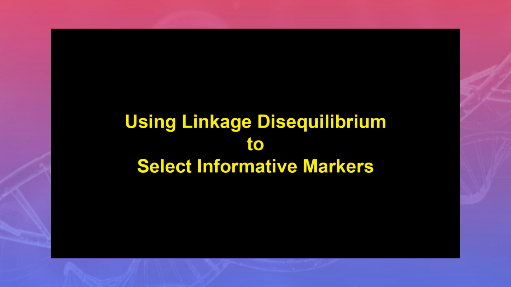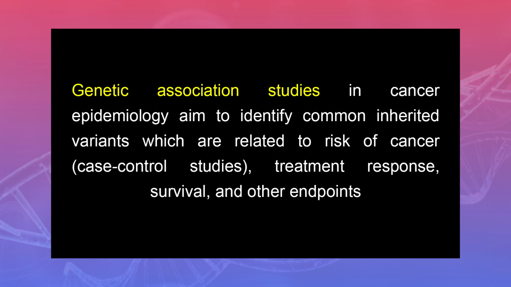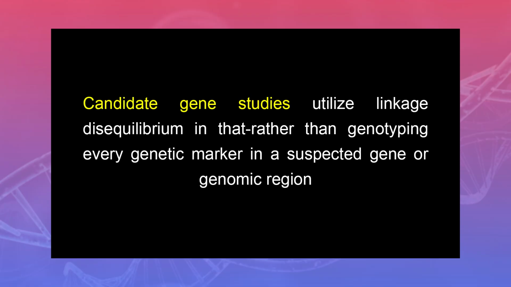Dear students, let's now look at using linkage disequilibrium to select informative markers. Genetic association studies in cancer epidemiology aim to identify common inherited variants which are related to risks of cancer, that is, case control studies, treatment response, survival, and other endpoints. These studies often focus on particular candidate genes suspected because of known biological function related to cancer. So candidate gene studies may utilize linkage disequilibrium in that, rather than genotyping every genetic marker in a suspected gene or genomic region, only those markers that are thought to be independent are assessed. This tagging SNP, or single nucleotide polymorphism, approach can allow for greater gene coverage and cost efficiency.